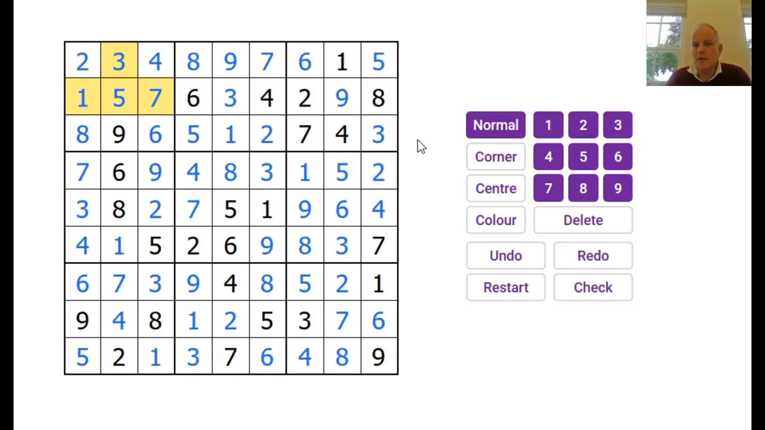I'd be interested to know, especially if you used a different technique, whether you still came across this quadruple or whether you had some other form of breaking through in this puzzle.